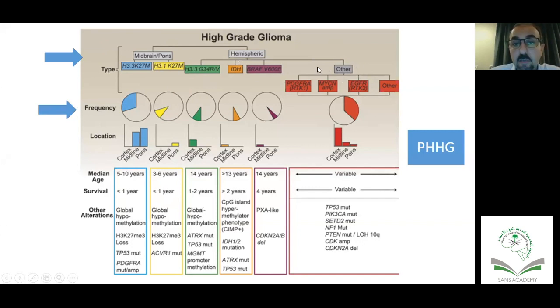Now, hemispheric has 4 subtypes. The G34, as we mentioned, is mainly cortical, in the younger pediatric group. Survival is poor. The IDH mutant is not very common, mainly cortical, in the teenage group, and survival is slightly better. Then BRAF V600 is again cortical, hemispheric, in older kids, survival is again better, and it looks like PXA.